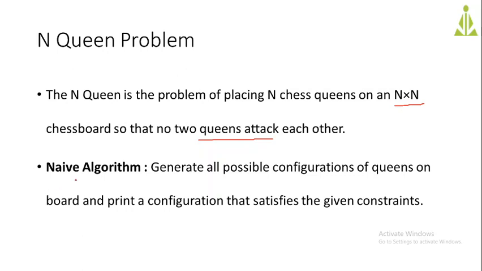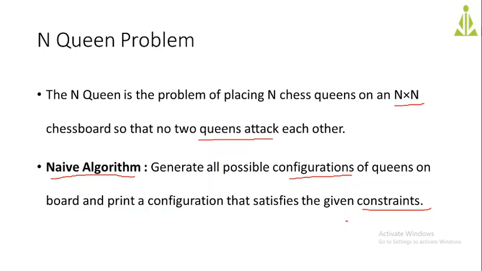Then to solve this problem, the naive algorithm generates all possible configurations of queens on the board and prints a configuration that satisfies the given constraint. As we discussed when we studied backtracking, backtracking is purely based on the constraint. It should follow all the constraints and give the output. So we need to follow all the constraints related to the n-queen problem and give the result, and that will be possible with the help of the naive algorithm.